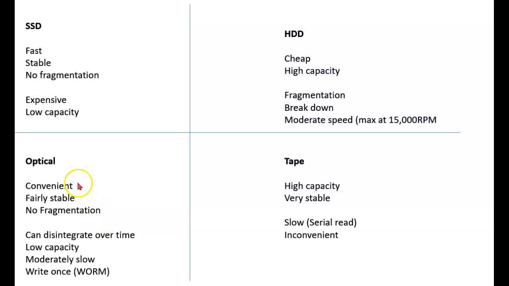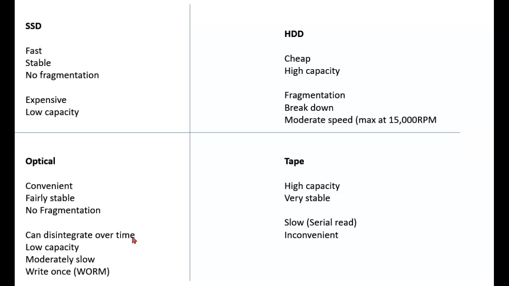Optical discs are convenient. We're talking now about CDs, DVDs. They're very convenient. You can store a lot of them in small chunks, and they are fairly stable. We'll talk about that again in just a moment. And there's no real problem with fragmentation, mainly because you only write once to it, so you don't keep rewriting to it. However, they do disintegrate over time.